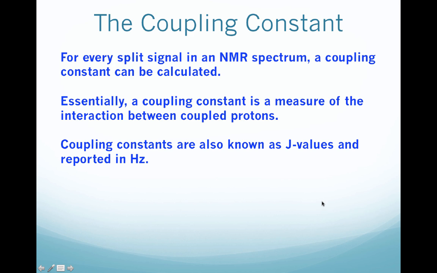The next thing we're going to look at is something called the coupling constant. What you want to keep in mind is that when you have 2 coupled protons, the signals for each of those will be split in the NMR spectrum, and you can actually calculate a coupling constant for each of those split signals. It is basically a measure of the interaction between protons that are coupled. Sometimes you'll hear these referred to as J values, and they're reported in units of hertz.